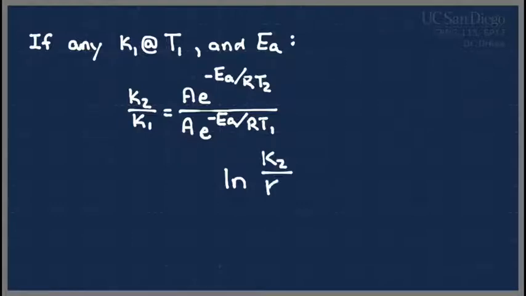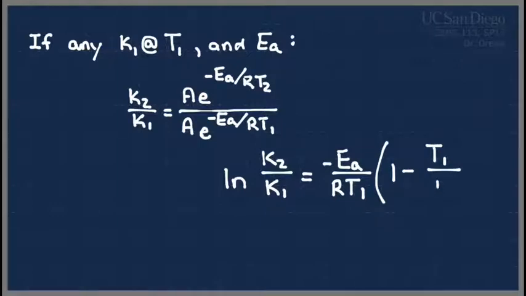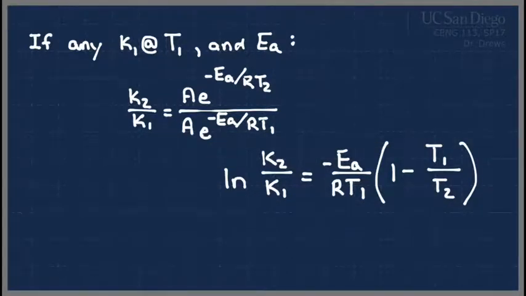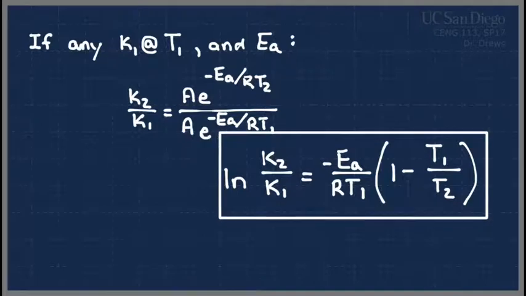So the log of the ratio of K2 to K1 looks like minus the activation energy over RT1 times 1 minus T1 over T2, which looks pretty similar to something that we saw previously. That looks really close to the expression that we had whenever we wanted the shortcut K calculation.